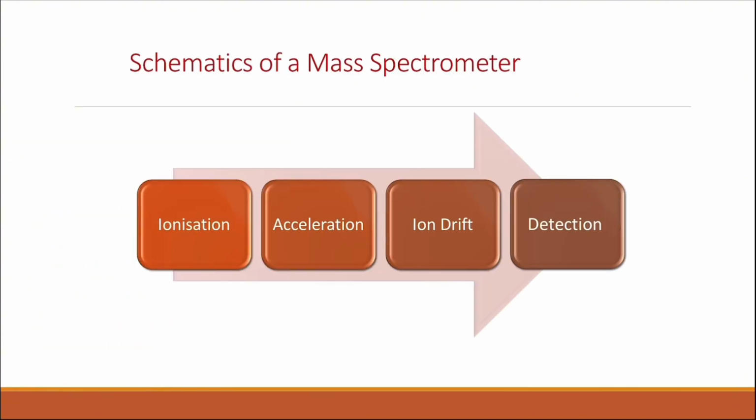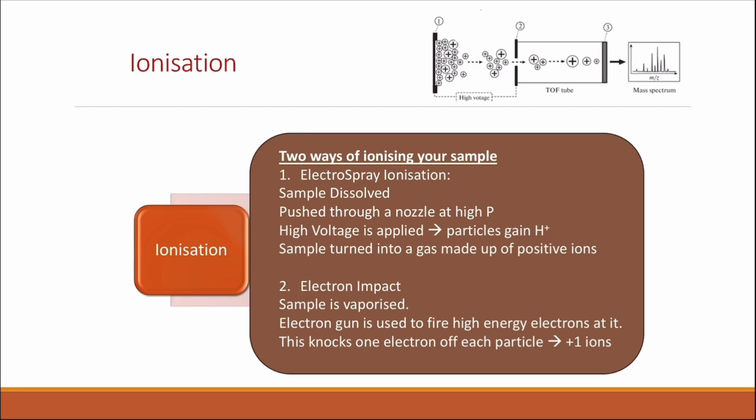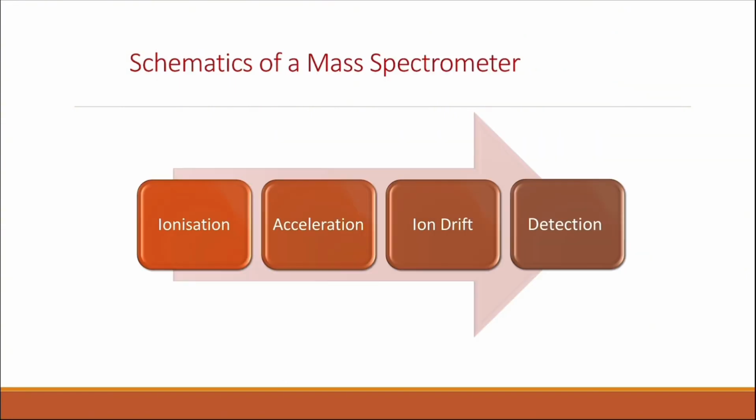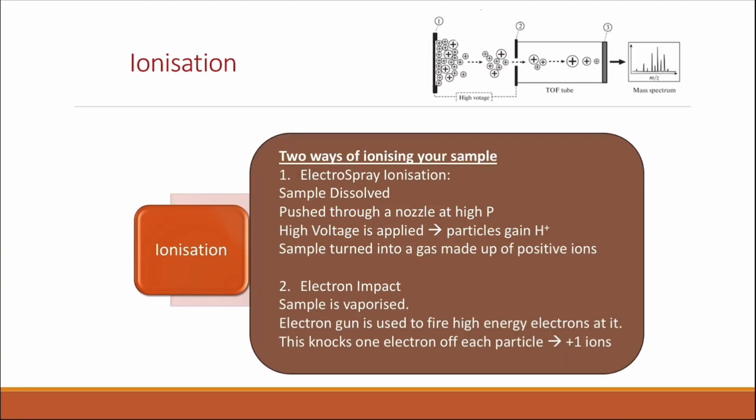Now moving on to talk about the mass spectrometer, which is a typical question in paper one. The mass spectrometer has four different stages. The most important stages that come up in the exam are the ionization stage and also the detection at the end. So we have four stages: ionization, acceleration, ion drift, and detection.